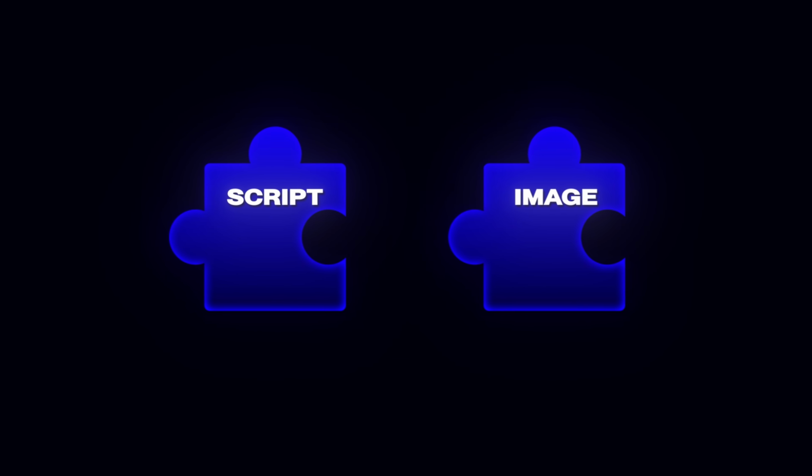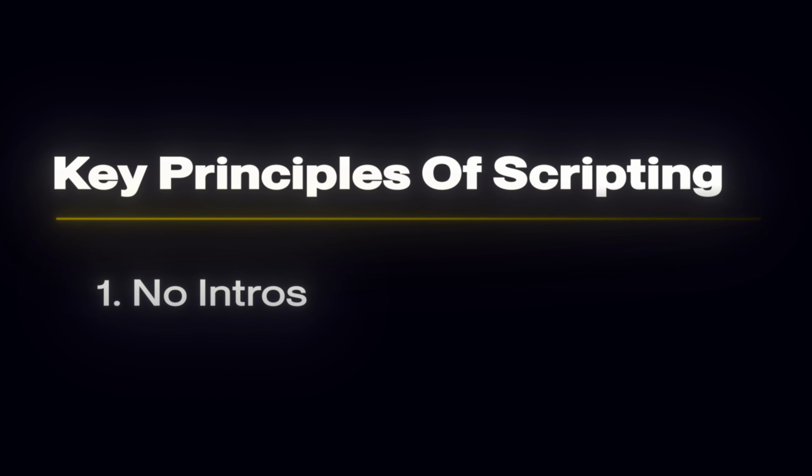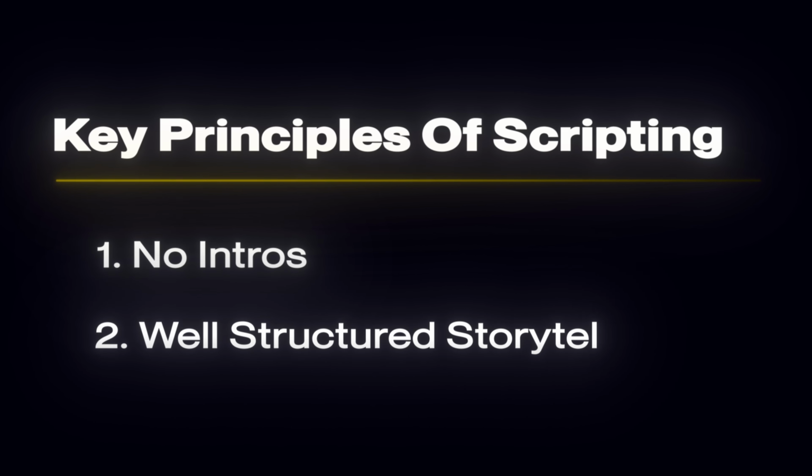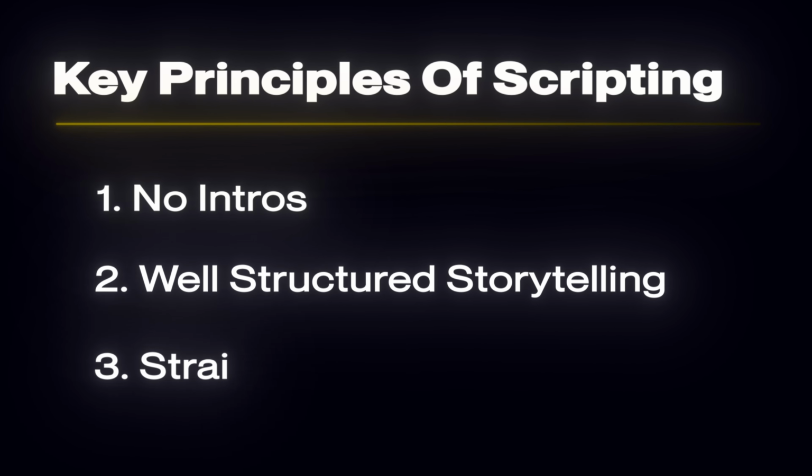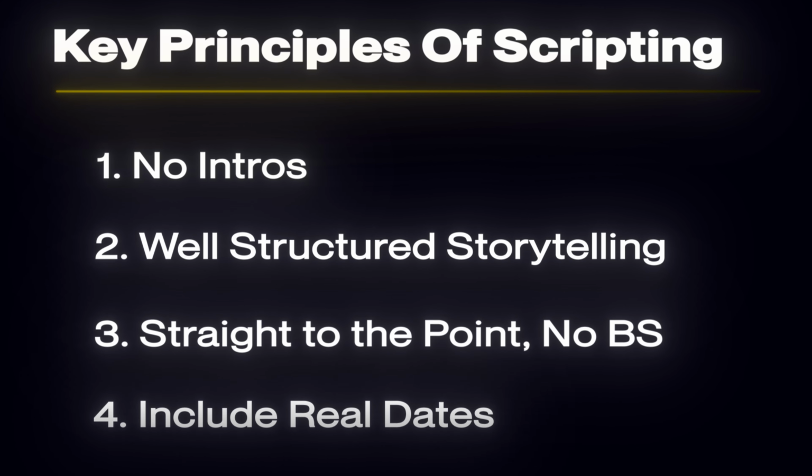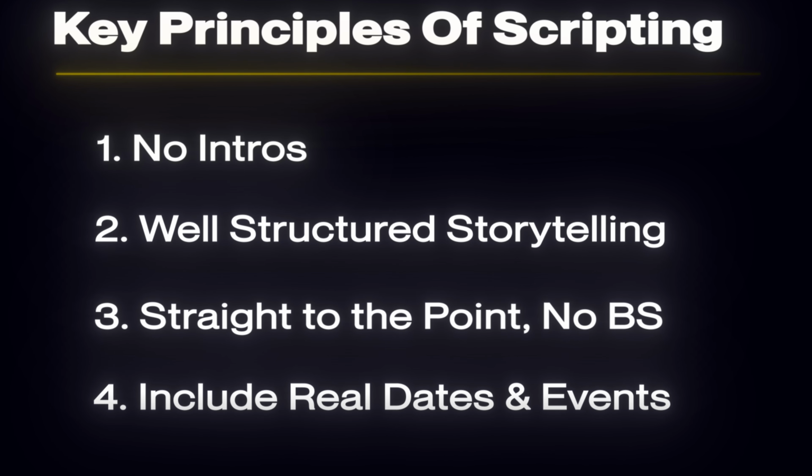You will have two types of prompts, a script prompt and an image prompt. Before we start generating a script, here are the key principles behind his script writing style. First, no intros, get straight to the story. Second, use well-structured storytelling. Third, get straight to the point, no BS. Fourth, always include real dates and events to make it feel authentic.